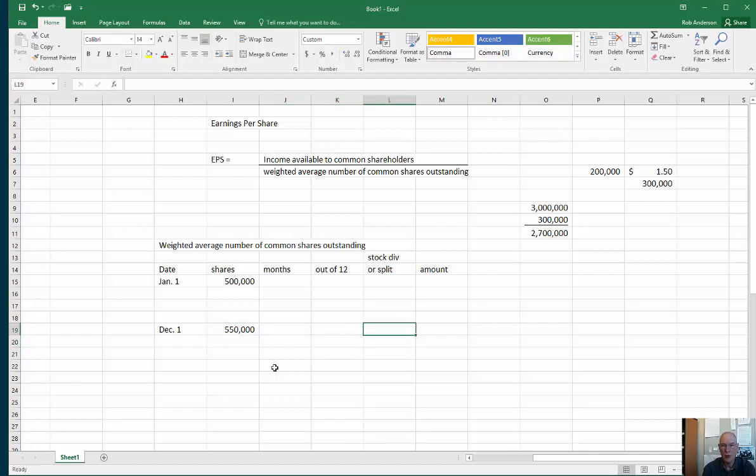However, we don't want to use 550,000 in the denominator as the end of year number of shares because it's not representative of earnings throughout the whole year. What's representative in this really short example is that we had 500,000 shares outstanding for 11 months of the year. So we would go 11 months out of 12, and we had 550,000 outstanding for only 1 month out of 12.